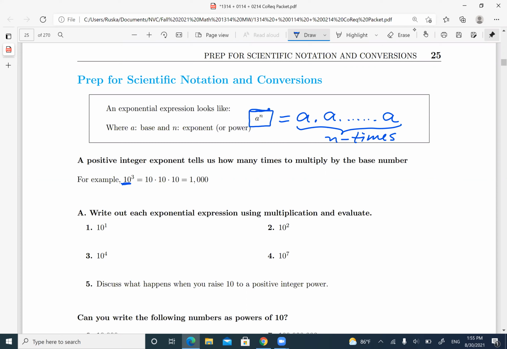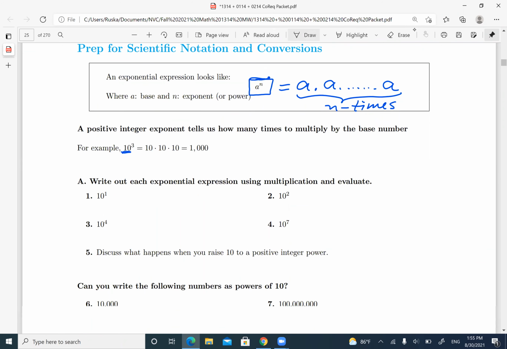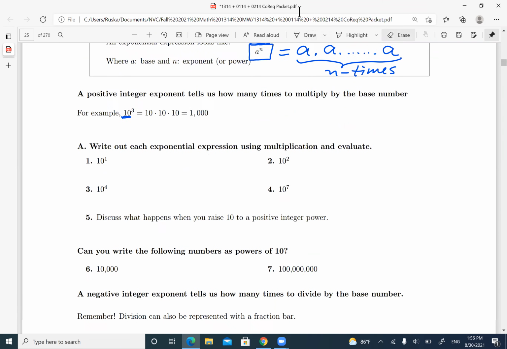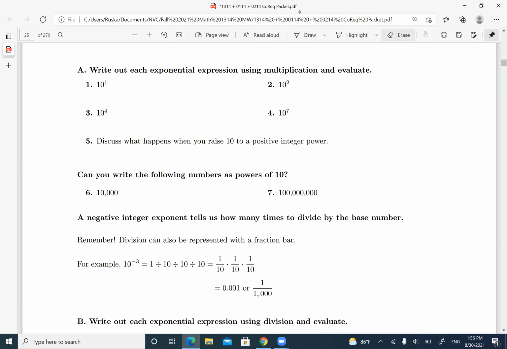Okay, so a positive integer exponent tells us how many times you multiply the base. Here we have some examples to go over. Everybody understand this so far? Yes. Okay. So let's go ahead and do some examples here. If I have 10 to the first power, obviously it's just going to be 10. 10 to the fourth power is going to be 1 with 4 zeros.